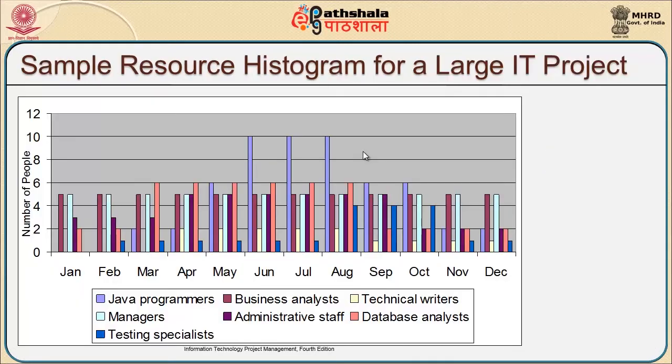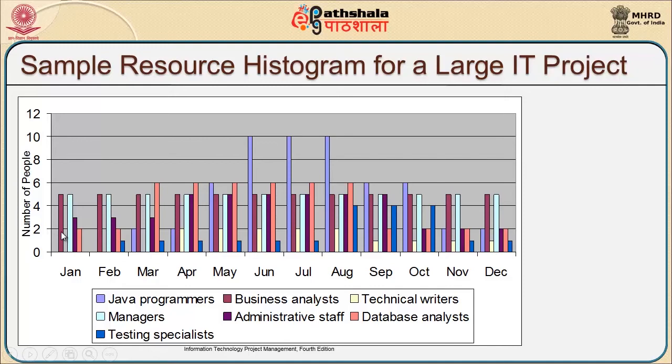After that we will look at the resource histogram for the large IT project. This is a sample resource histogram where on the x axis I have the varying months in which the project is being executed and the number of people who are associated with it. In the beginning, the involvement of developers is not at all required. It is basically to gather the requirements, to analyze the business, to understand the different pros and cons of the projects that are involved. So if you look at this histogram, the component of the developer itself is missing.